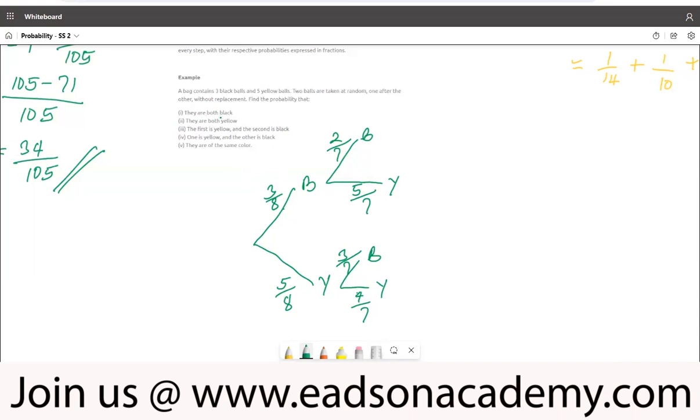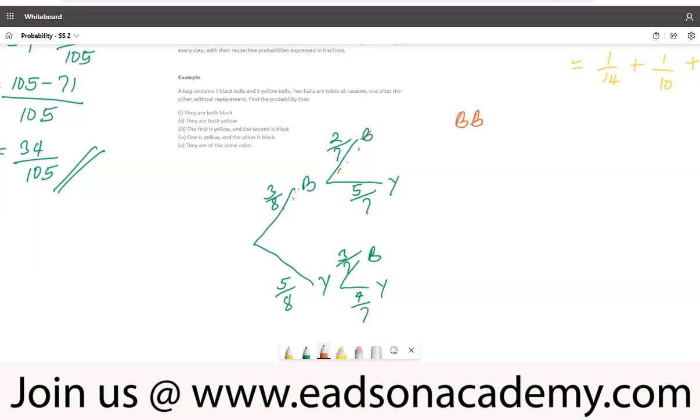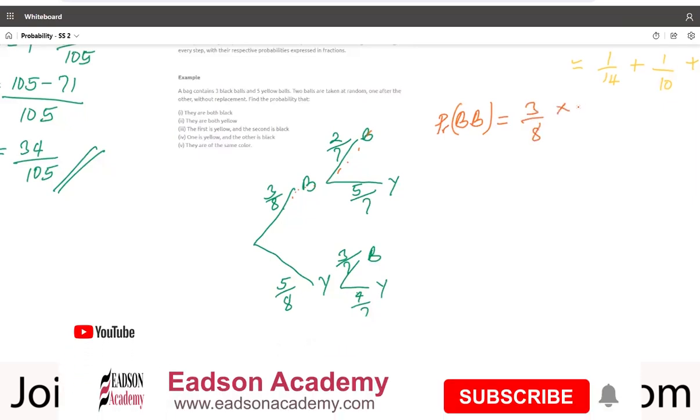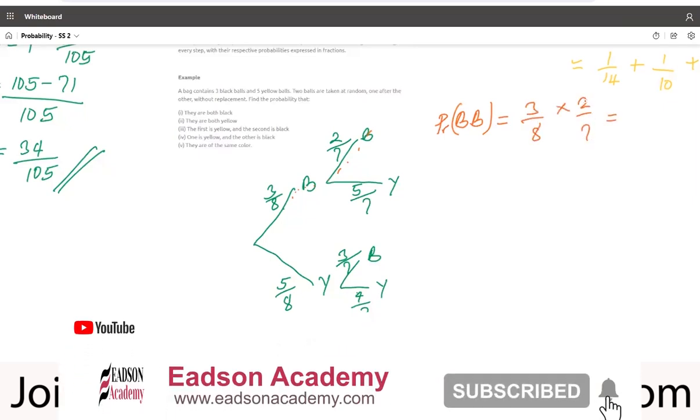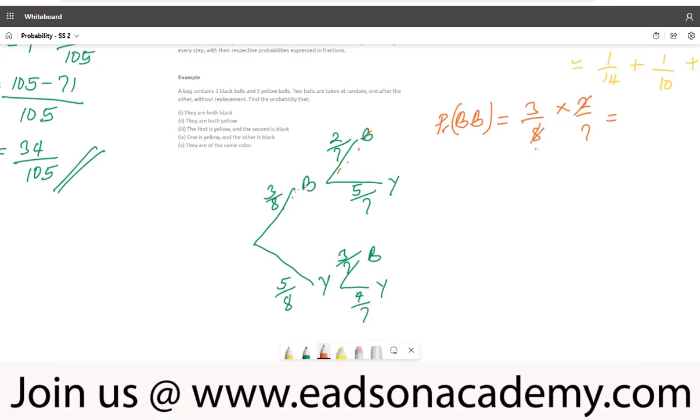This question says both are black. So we trace where we have black in this arm. We trace the arm like this. This is black and this is black. So black is there, and black there, that is 3 over 8 times 2 over 7. So the probability of both black is 3 over 8 times 2 over 7. Let's reduce the fraction to make it easier. 3 times 1 is 3. 4 times 7 is 28.